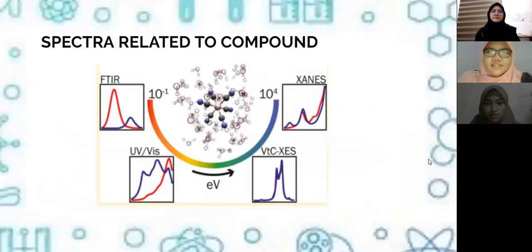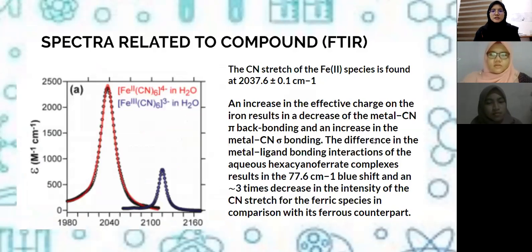So now I will talk about the spectra related to the compound. The diagram shows around 4 spectra, but we will only focus on the FTIR and the UV-Vis. Each spectrum has two lines, the red and the blue ones, because the research paper contrasts the complex with the transition metal ion Fe2+ and Fe3+. So for the FTIR, we will focus on the red peak, which is the Fe2+ peak.